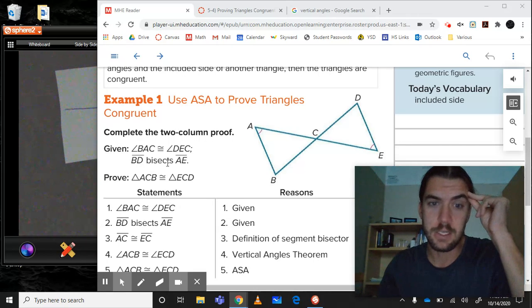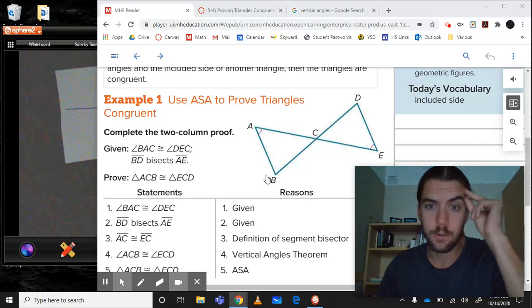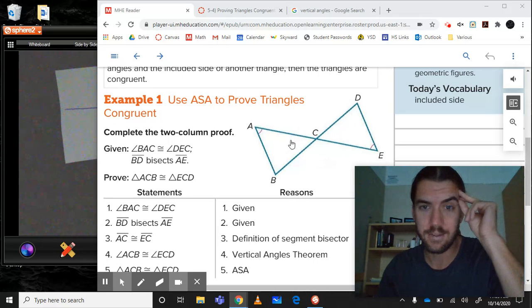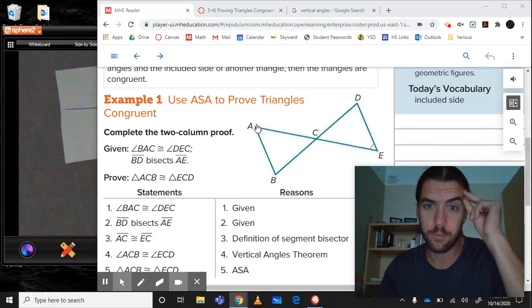The line BD bisects the line AE. So BD, this one, bisects AE, so it cuts it in half, which means that AC must be the same length as CE because that whole line's been cut in half. That'll be down here, one of our statements we'll make.